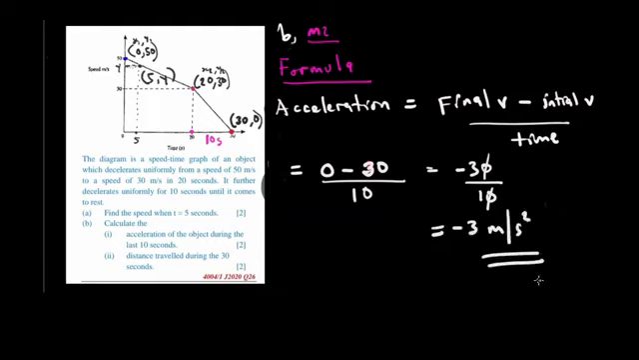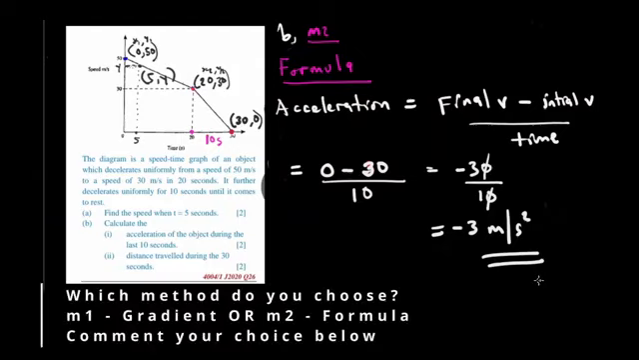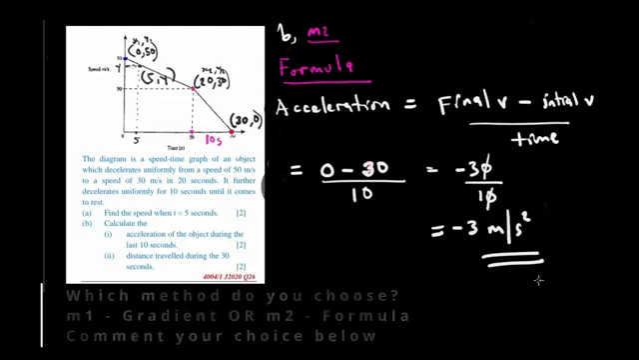As you can see, the answer we got when we calculated the gradient of the speed time graph as a way of finding the acceleration of the object was minus 3 meters per second squared. When we used the formula, acceleration is equal to final velocity minus initial velocity over time, again our answer was minus 3 meters per second squared. So it is up to you. The ball is in your hands, whether to use the method of calculating the gradient or the method of the formula.